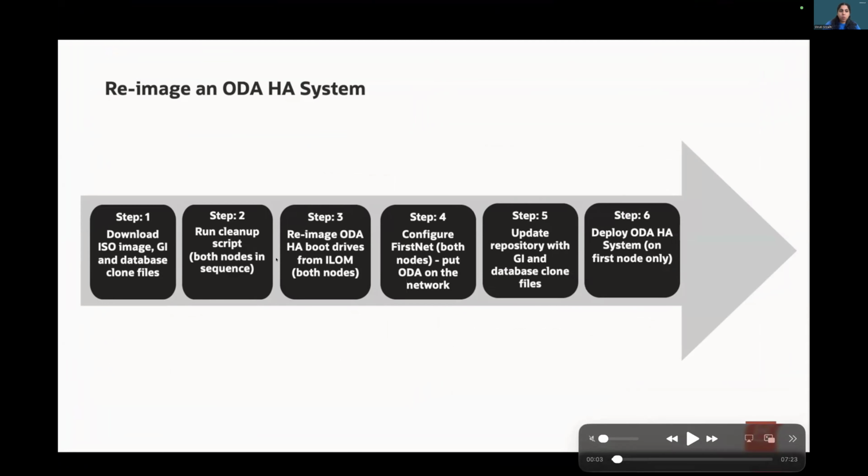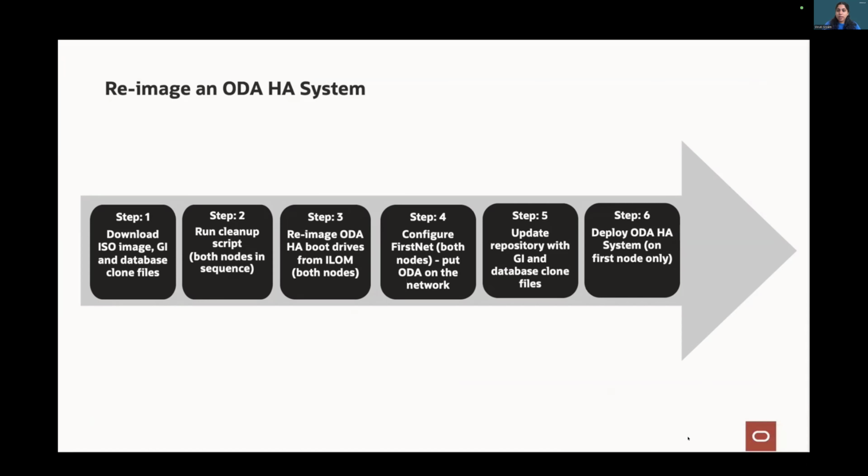Before we get into the demo, customers would download their ISO image and have their GI and database clone files ready. And as Paul mentioned, we had done the NFS mount in our case. Then we run the cleanup scripts, on both nodes because this is an HA system. Then reimaging on both nodes as well, and this is done through the ILOM. Then we configure FirstNet for both of the nodes, and then update the repository with the GI and database clone files. And finally, we deploy the HA system, and this is just on the first node.